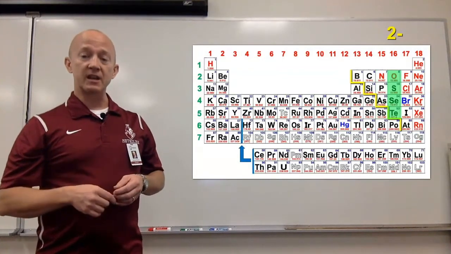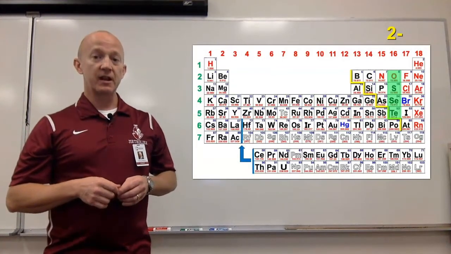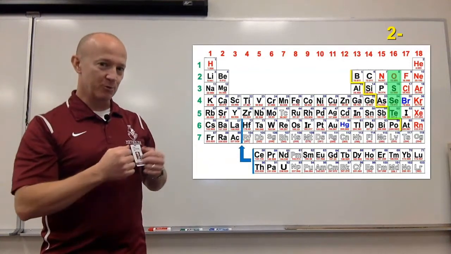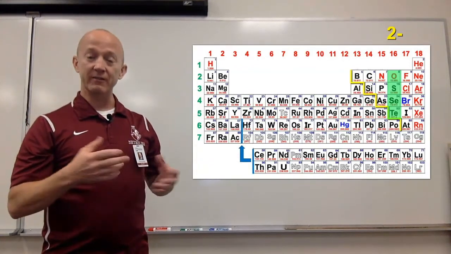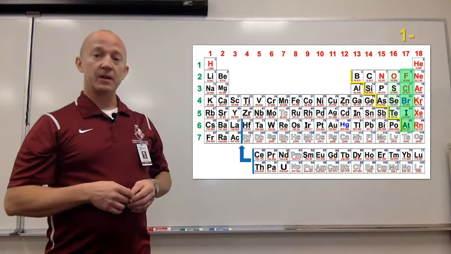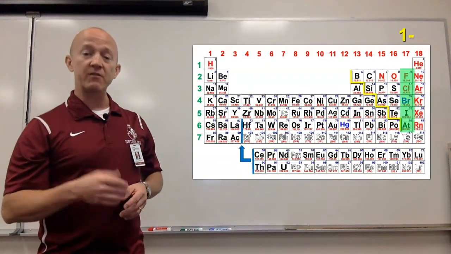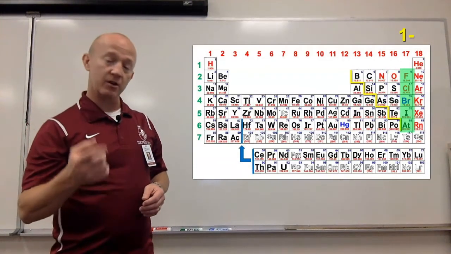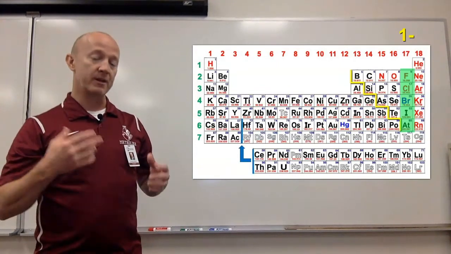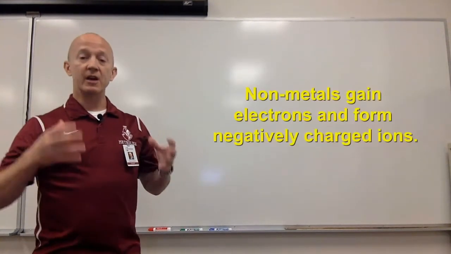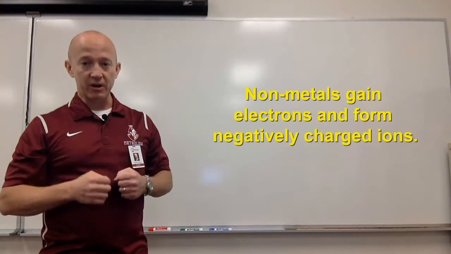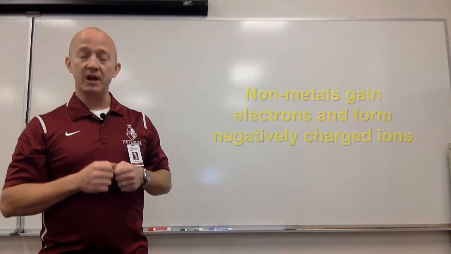Nonmetals in group 16 have 6 valence electrons, and so they generally take on 2 more electrons to form their ions, giving them a total of 8 in their outer shell. Each nonmetal in group 17 has 7 valence electrons, and so they simply take on 1 more electron to form their ions. So again, nonmetals gain electrons to form negatively charged ions.